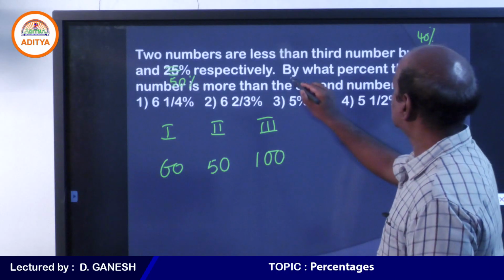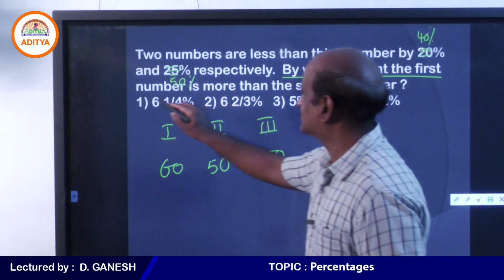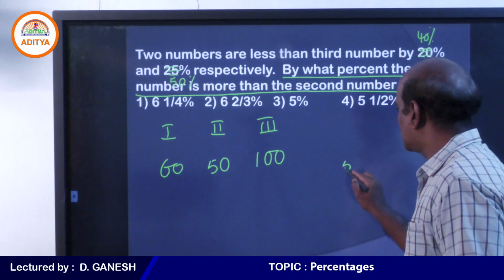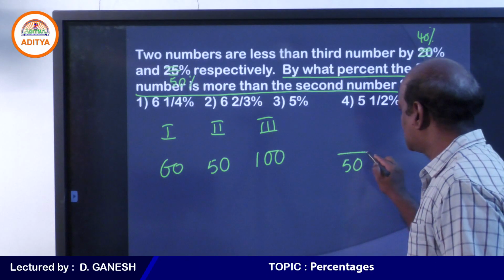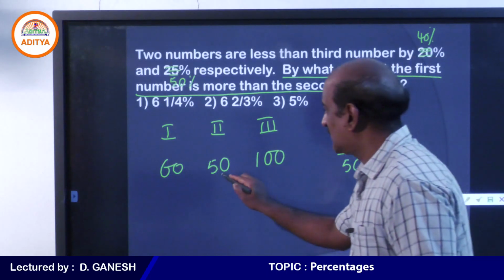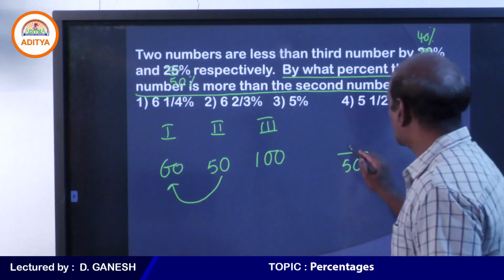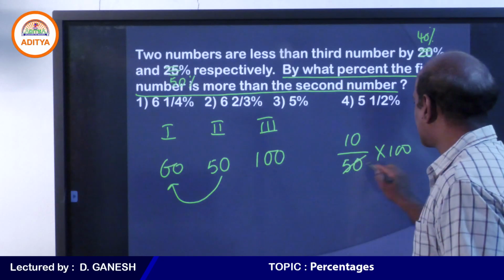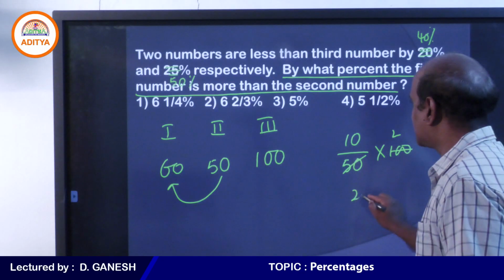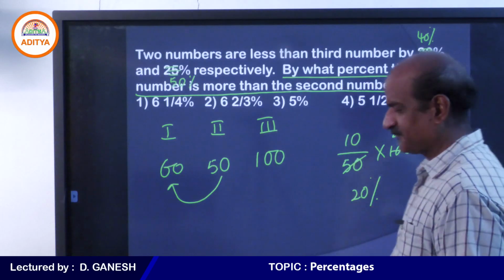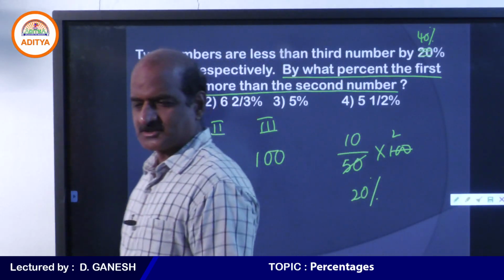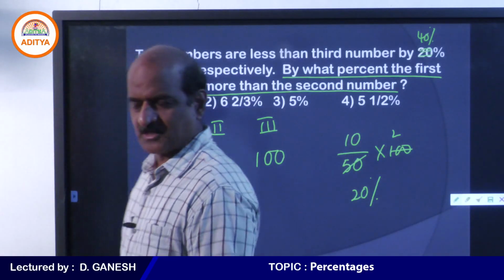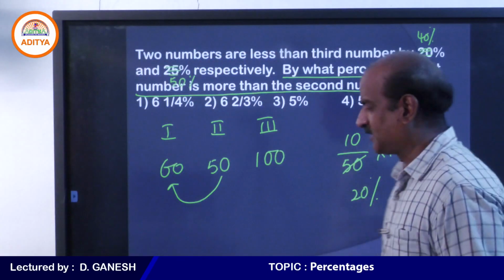Now the question is, by what percent is the first number more than the second number? Therefore we have to compare with the second number, which is obviously 50. So how much more is the first number? 10 more. So we need to convert it to percentage. Therefore your answer is 20%. I hope you understand this. Yes my dear students, you are absolutely correct. 20% should be your answer.